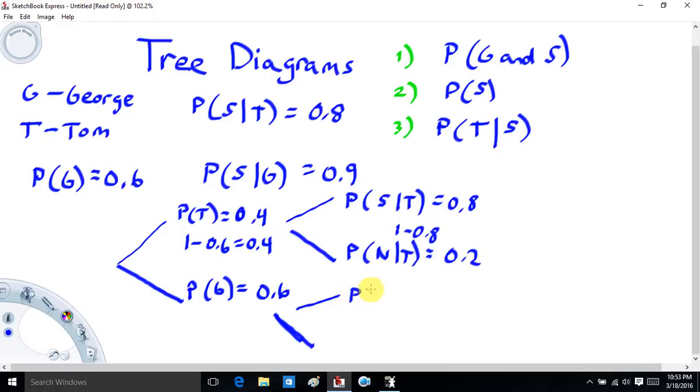Now the probability that you get a scholarship given that you have Coach George, that's given to you in the problem, that's 0.9. So the probability that you don't get a scholarship given you have Coach George, that's going to be 0.1. Okay, so now how are we going to find each of these probabilities up here? So let's start with the first one.